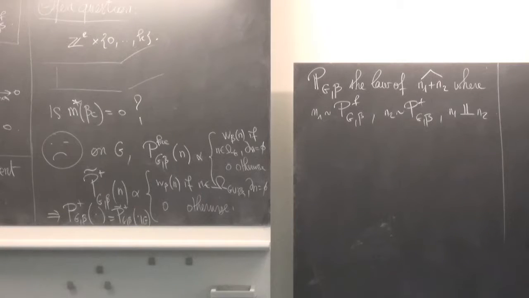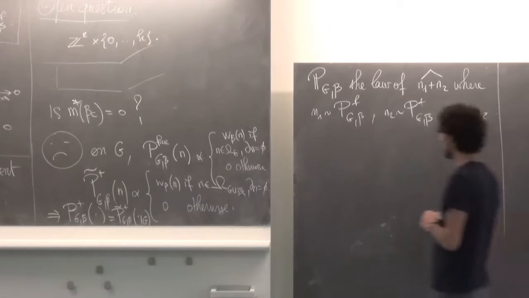Okay, so we have a law on G, and this is a percolation law, right? I looked at the trace of N1 plus N2. So this is a percolation model. The natural question you want to ask first is what is happening when G tends to Z^d.